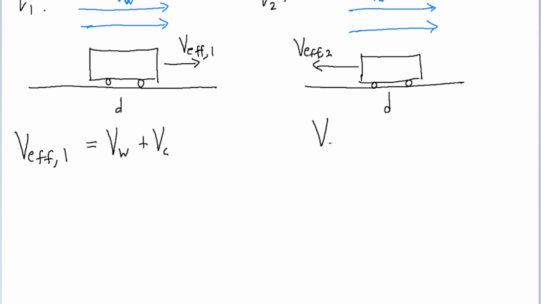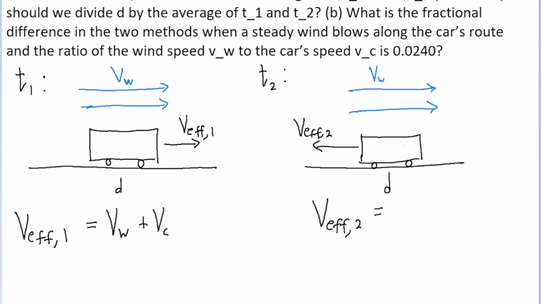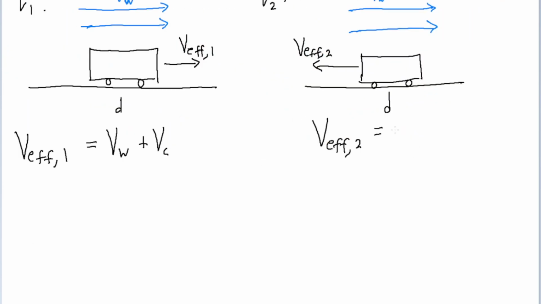Similarly, for the t sub 2 case, the speed of the wind is impacting the car's motion, only now, since the car is moving in the opposite direction as the wind, they're going to be negating each other. So the effective speed of the car in part 2 is going to be the car's windless speed minus the speed of the wind. So V sub C minus V sub W.